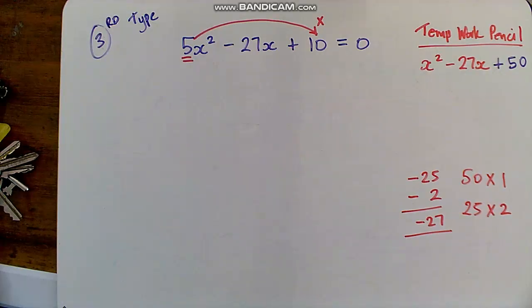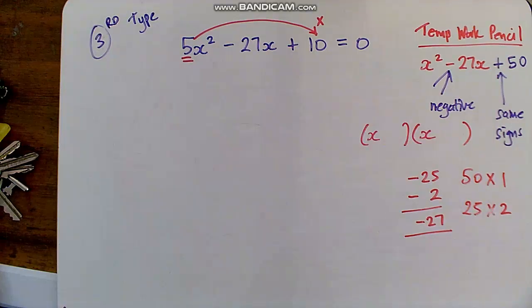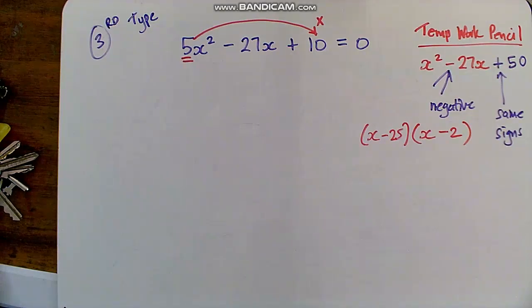Why did I choose negatives? Because I looked at the center number and notice that the center term, there's a negative there. So in this case, we have negatives, but same signs. So let's do our brackets. All of this is temporary pencil work. Then we're going to put in our number, minus 25 and minus 2. Do note that this is not the final answer.